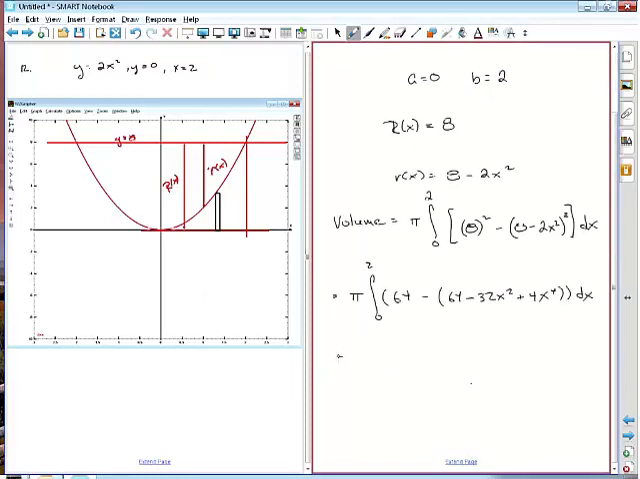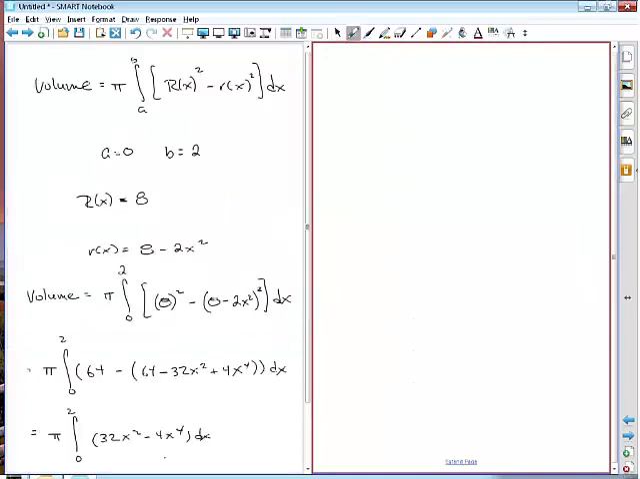Okay, one last step before we integrate from x equals 0 to x equals 2. These cancel out, and we have a negative times a negative, so we'll have 32x squared minus 4x to the fourth, the whole thing times dx. The negative sign comes from here. Negative 1 times 4 is negative 4. Okay, so let's bring that down.